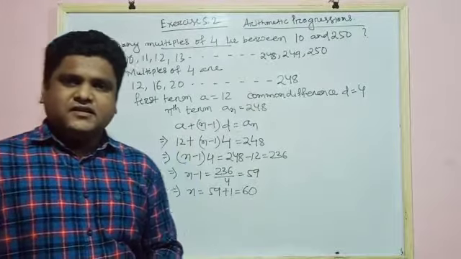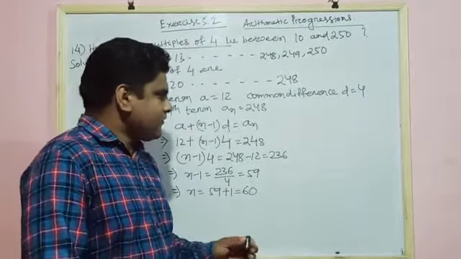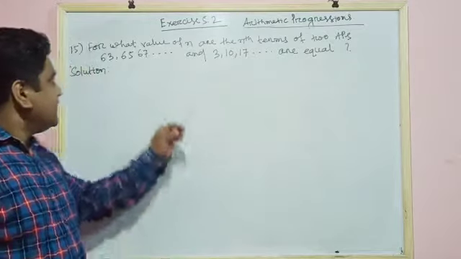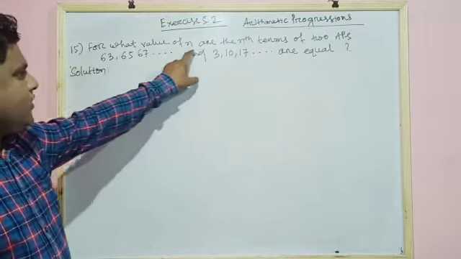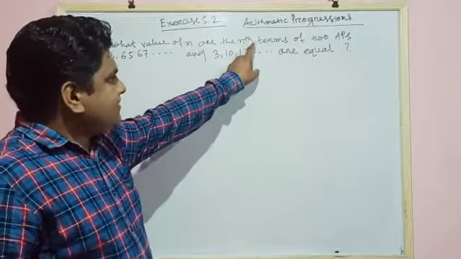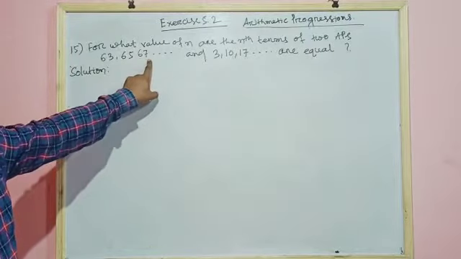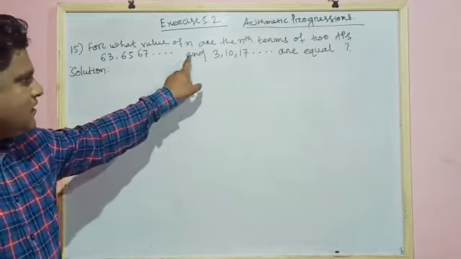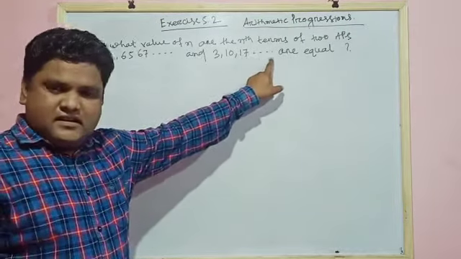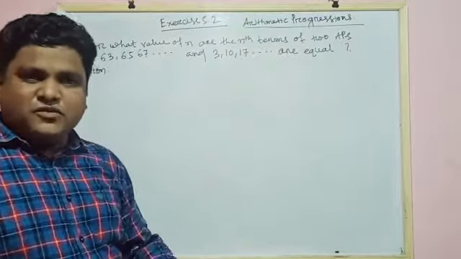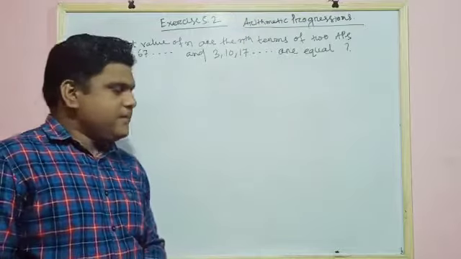Next number is number 15, that is, for what value of n are the nth terms of two APs equal? Two APs are given: 63, 65, 67 and so on, and 3, 10 and 17 and so on. We have to find the n for which the nth terms of both these APs are equal.